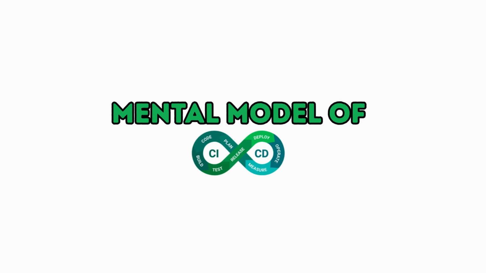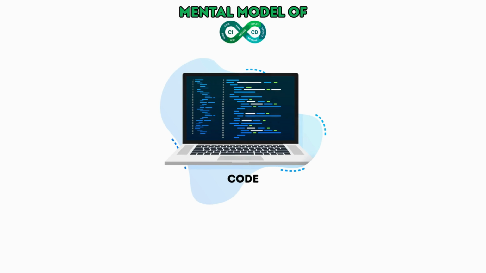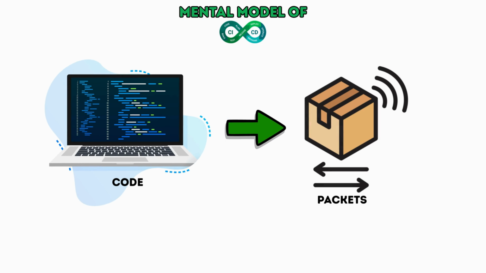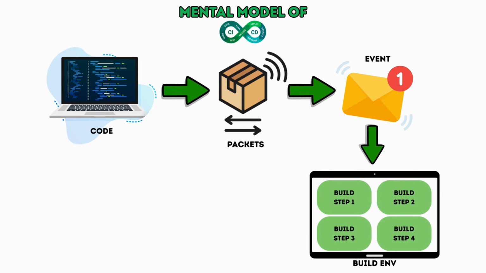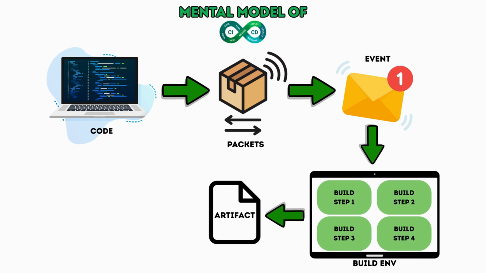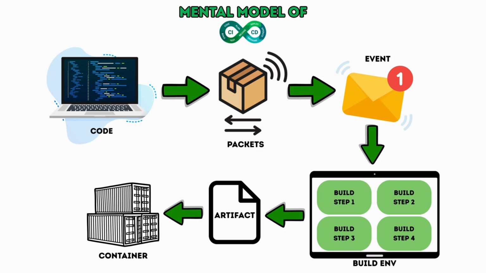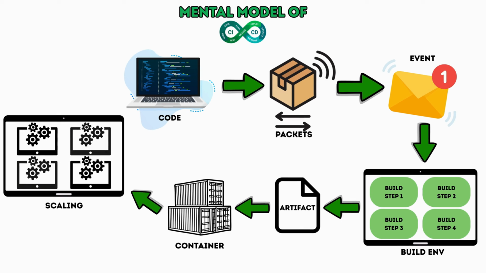So here's the real mental model of CICD. A code change becomes packets. Packets trigger an event. The event creates a build, and the build produces an immutable artifact. The artifact becomes a running container, and finally scaling happens automatically.